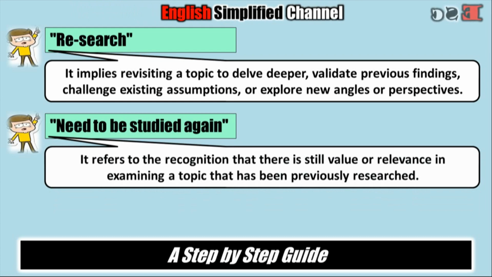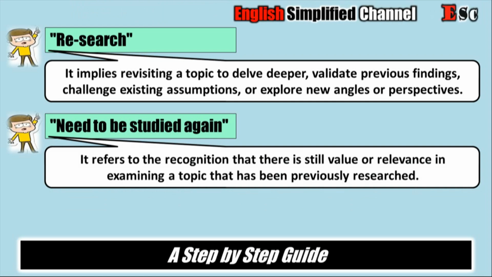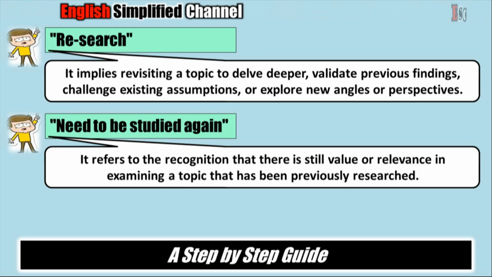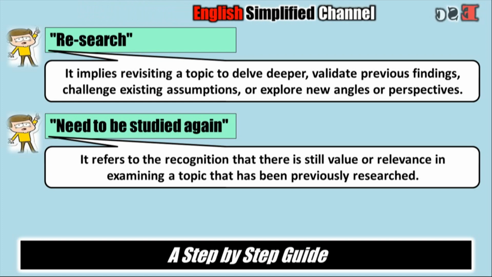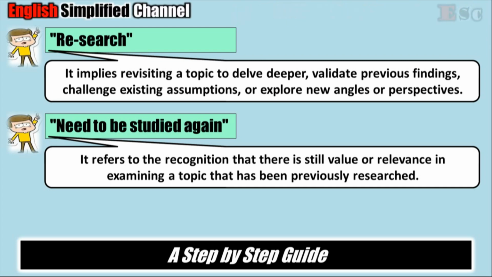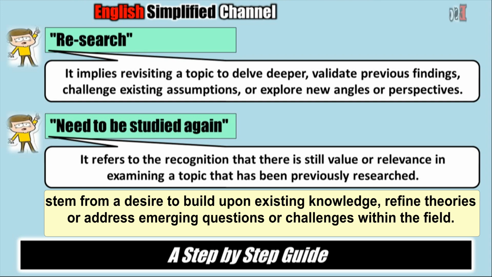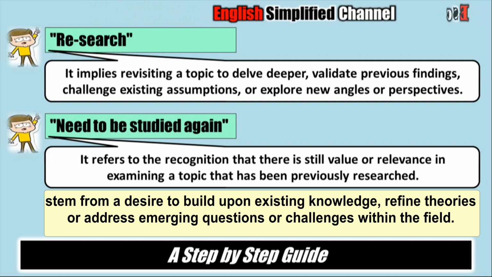2. Needs to be studied again. It refers to the recognition that there is still value or relevance in examining a topic that has been previously researched. This could arise for various reasons, such as advances in technology or methodologies that allow for more comprehensive analysis, changes in societal or environmental contexts that necessitate a fresh examination, or discrepancies or gaps identified in previous research that require further investigation for clarification or resolution. The decision to study a topic again may also stem from a desire to build upon existing knowledge, refine theories, or address emerging questions or challenges within the field.